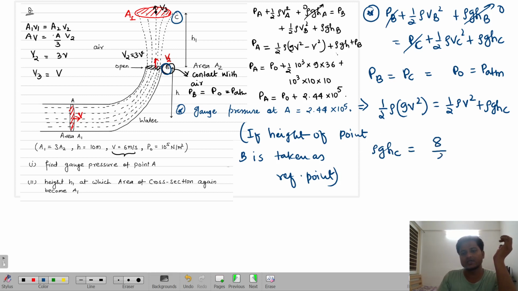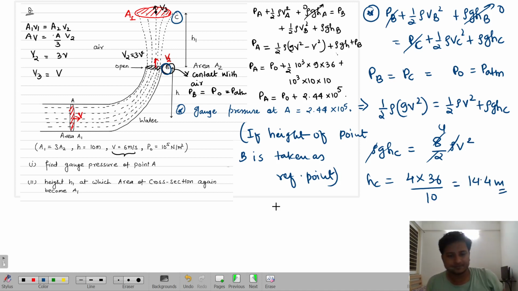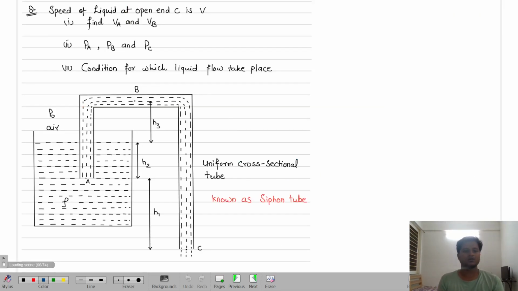So 8 by 2 rho v square, rho cancels, 2 fours are 8. So h of C is equal to 4, v square is 36, g is 10. So this is your answer. This will be equal to 14.4 meters. Is that clear? Can I move to the next question? Okay, do it.